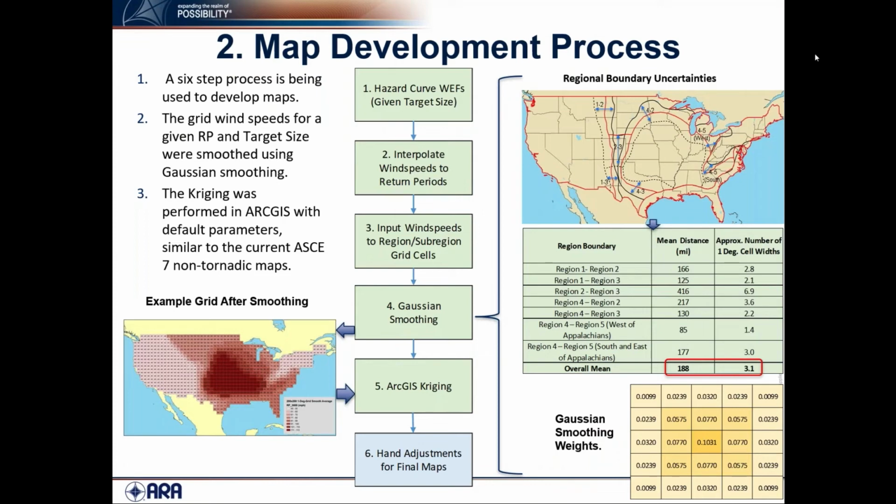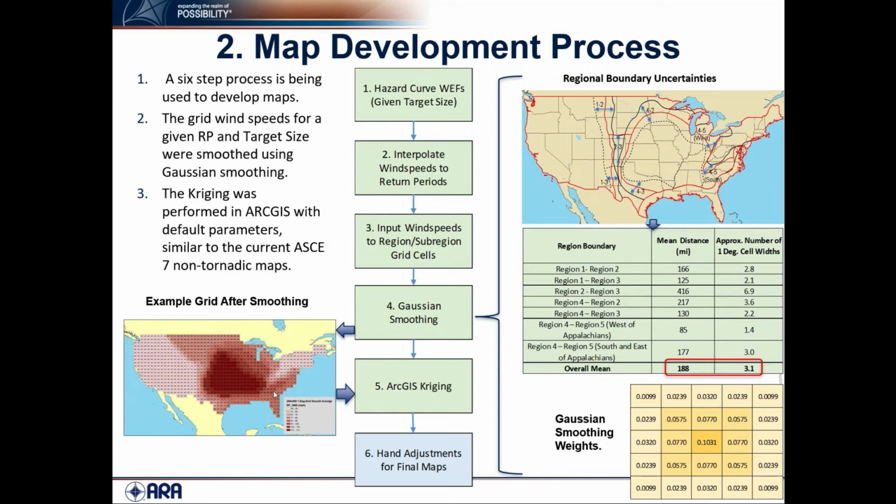On this slide, kind of a busy slide, it shows how all of the different pieces come together to create the map. Let me start at the top right. If you remember, we had uncertainty in each of our different region boundaries, and we use that uncertainty to help us with our smoothing. In step one, we take the hazard curves that Sudhan just showed you, and for each one of the maps that we want to draw, with a certain return period and a certain target size, we use the right hazard curve, interpolate off that hazard curve, and populate a grid cell map with the wind speeds from each of those 9 regions.